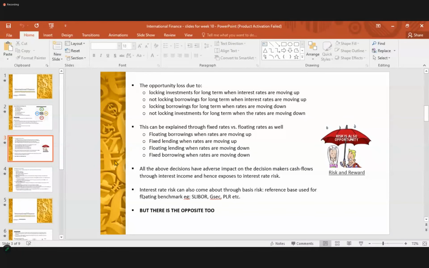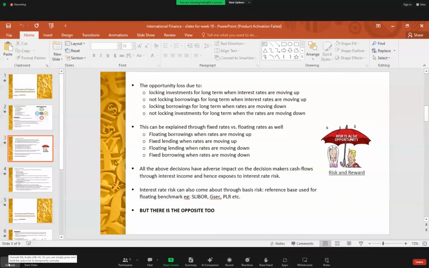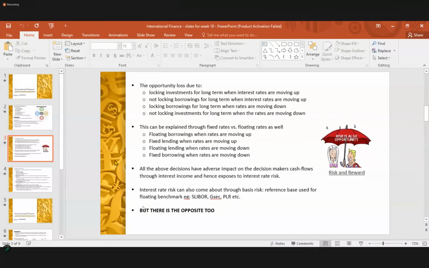Now, tell me, when interest rates are low, locking investments for long term, is it a loss or not? It's all given here. When interest rates are low, locking investments for long term is a loss. Why? Because in time to come, when interest rates go up, I still will be earning a lower interest.